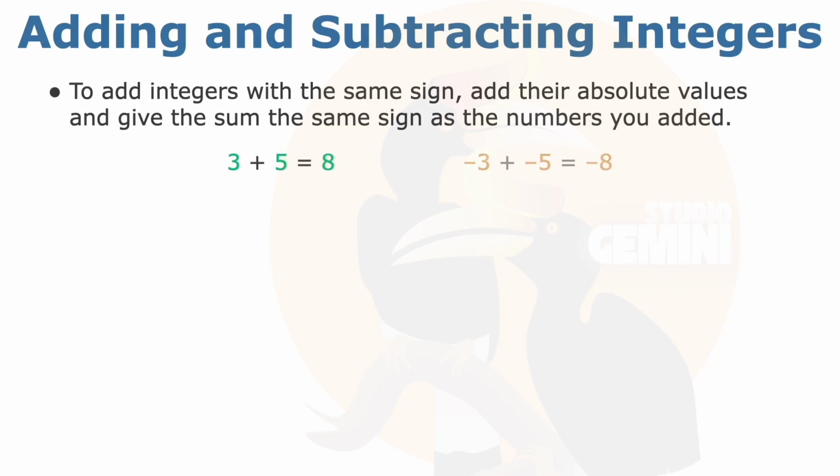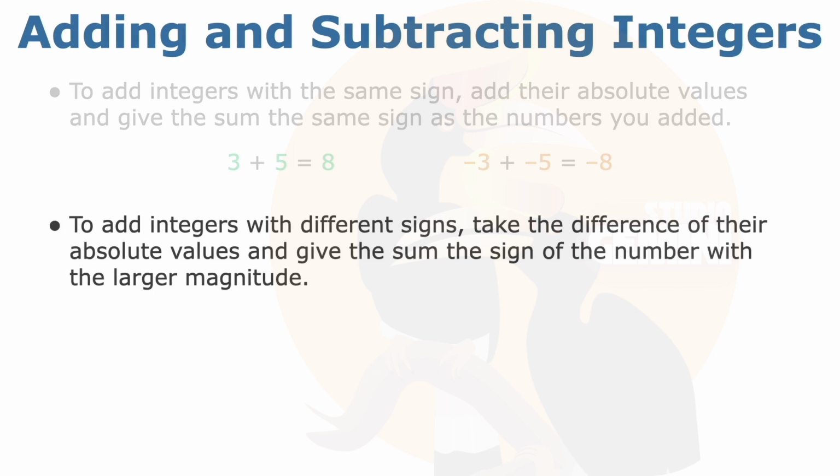To add negative 3 plus negative 5, we add their absolute values, positive 3 and positive 5, to get 8. But our answer will be negative 8 since the numbers we added were both negative. To add integers with different signs, take the difference of their absolute values and give the sum the sign of the number with the larger magnitude.